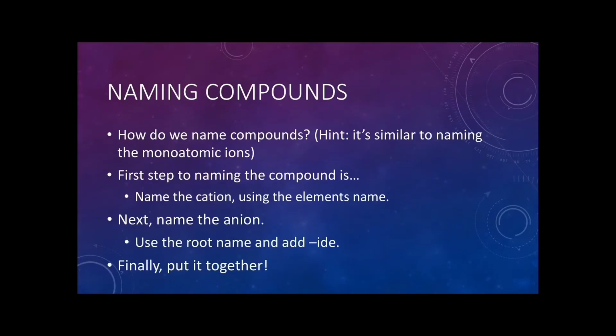Alright, so now, how do we name compounds? We're going to give you a little hint here. It's basically the same as naming the monoatomic, but we're just basically putting it all together. So the first step is to name the cation using the elemental name. Then you name the anion using the root name and adding IDE. And finally, you put it all together.